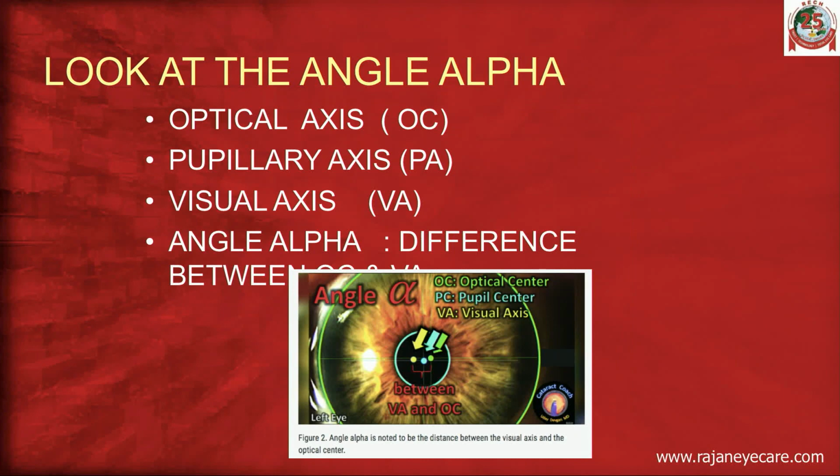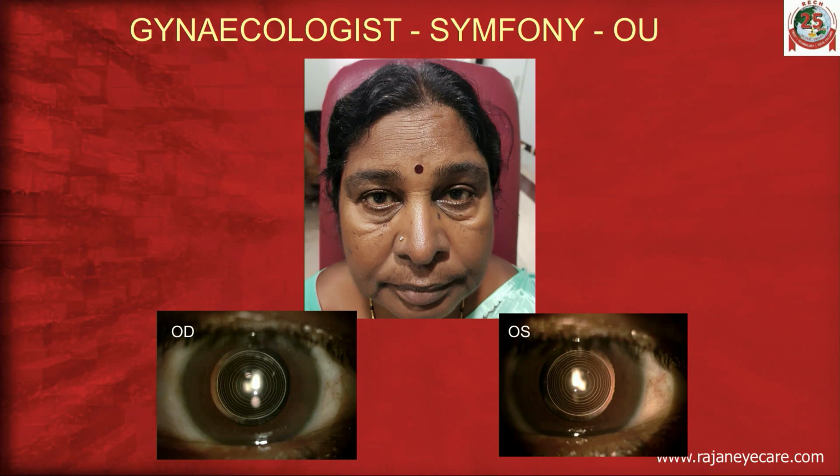If the angle alpha is more than 0.7 or 0.8, then I go for a Symfony lens, which has a larger central diameter of about 1.4. Otherwise, go for a thickness multifocal or a Synergy lens or a PanOptix lens. Again, a gynecologist, she wanted to know the difference between the ureter and uterus. She went for a Symfony lens, and she's quite happy as well. She had a large angle alpha. And again, SP Balasubramaniam, he's a great guy. We put a Symfony lens because he wanted more intermediate vision.